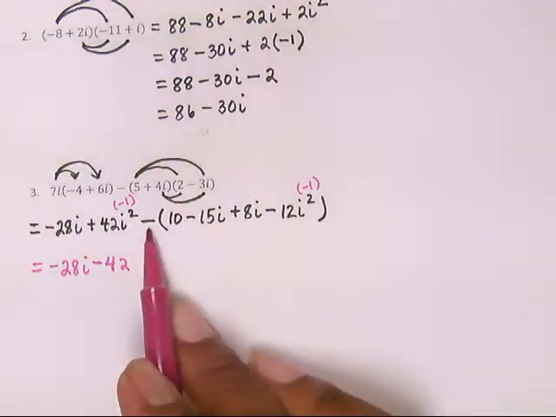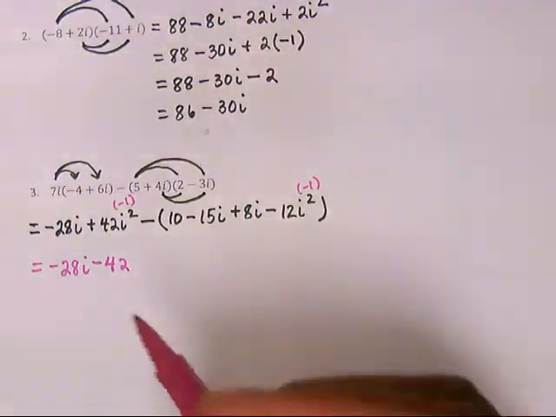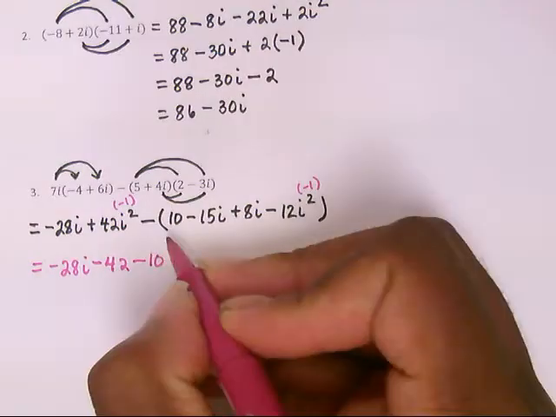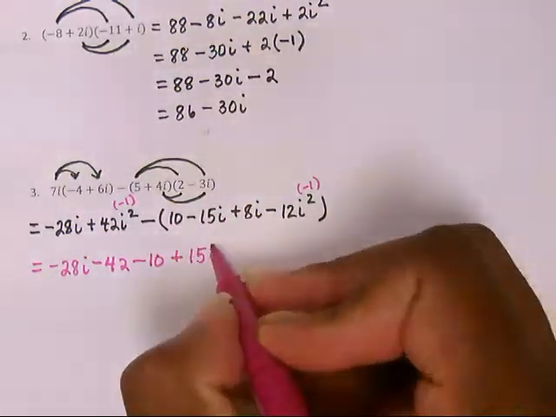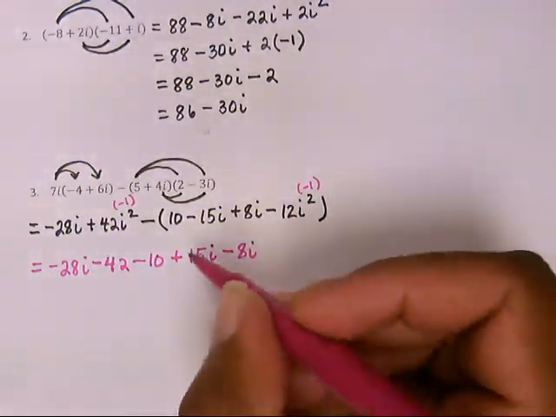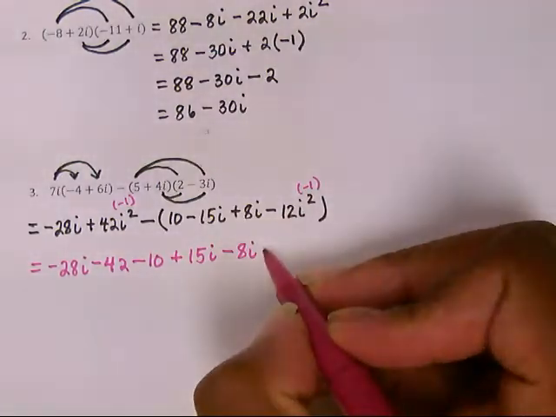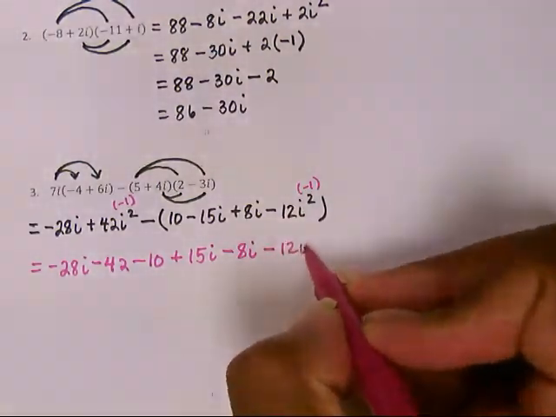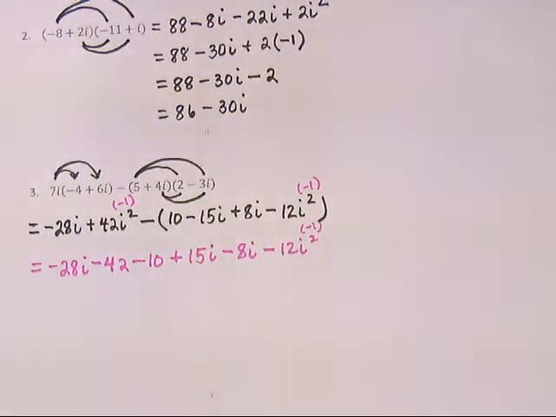Now I'm going to distribute the negative over each term inside the parentheses here. So the minus will make the 10 minus 10. The minus will make the minus 15i a plus 15i. And this minus will make the plus 8i minus 8i. And the minus sign will make the 12i squared a minus 12i squared. Now again, I know I got to replace that with negative 1.